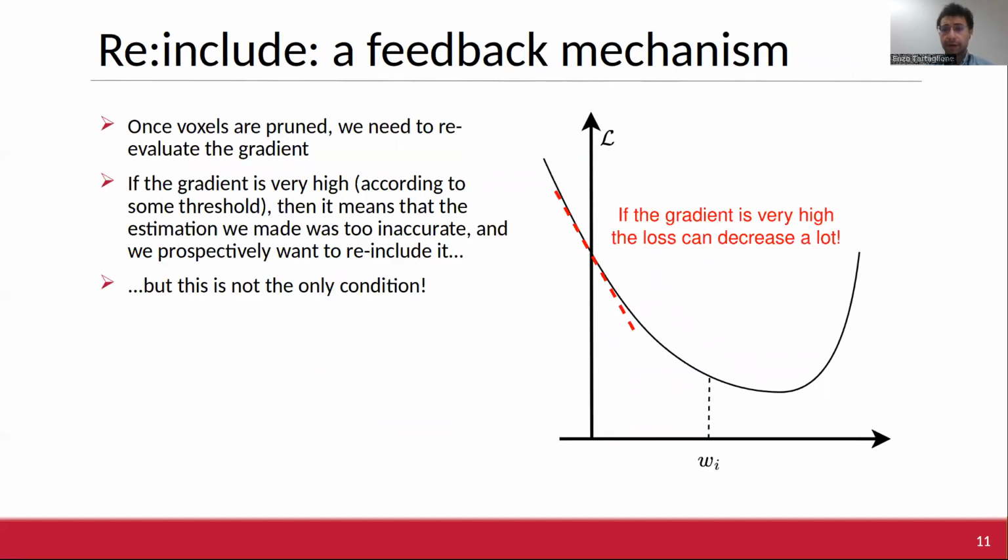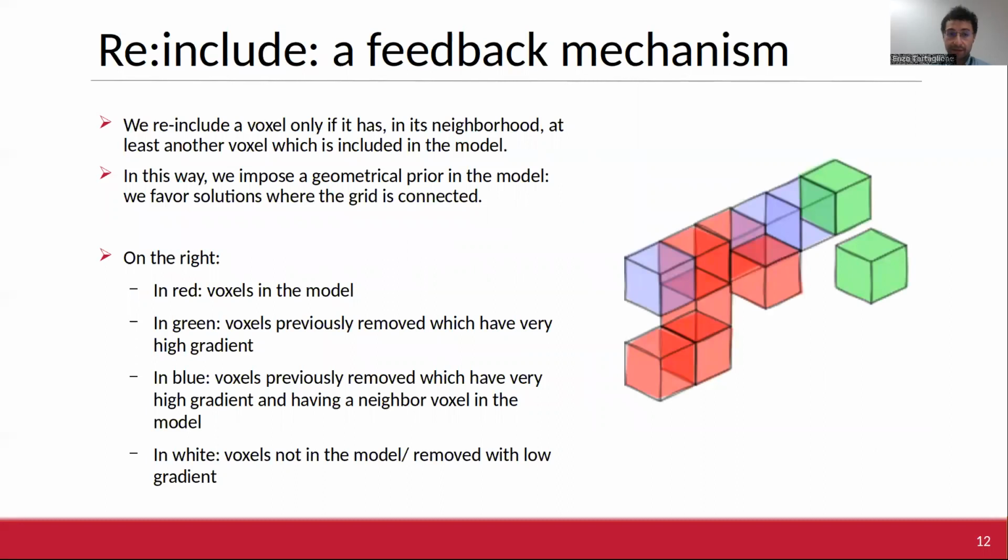However, we need to keep in mind that the aforementioned evaluation is just approximated. It can happen that it was underestimated and the loss increases by a higher value than expected. And its reintroduction is suggested by a high value for the gradient. In that case, we reinclude the voxel if and only if also another condition is satisfied. We reinclude a voxel if it is a neighbor of another voxel already in the model. In other words, if a voxel wants to be reincluded but is isolated, then it will not be reincluded.